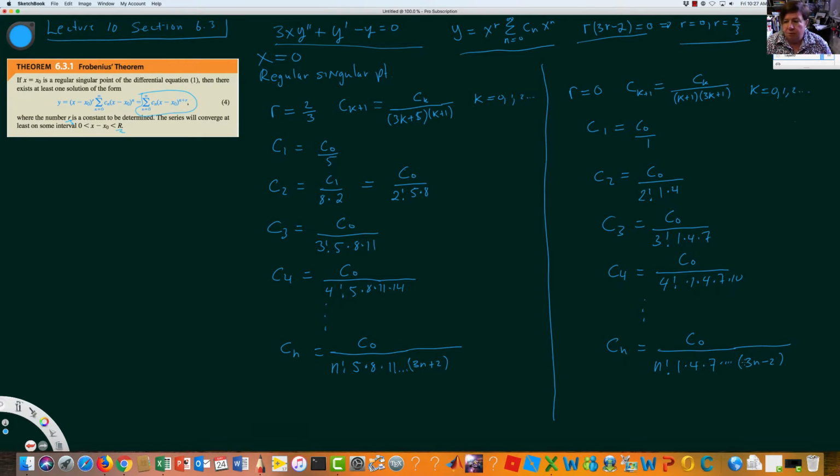And for C4, it would be 3 times 4 is 12 minus 2 would be 10. So you'd get this one. So this is the last term in this multiplication sequence. That's what this notation means.